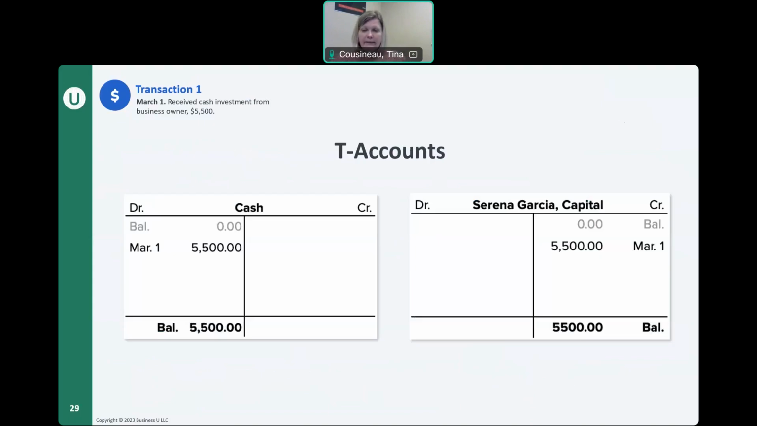Now, how does it impact the T accounts, or how does it look in our T accounts? So you can see the DR and the CR. Debit is abbreviated as DR and credit is abbreviated as CR. You can see we have a debit to cash of that $5,500. That's now our balance in cash. And we have a credit of $5,500 to the capital account, which you'll see at the bottom there.